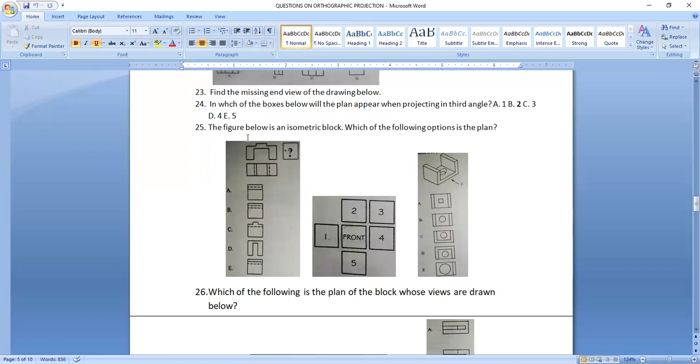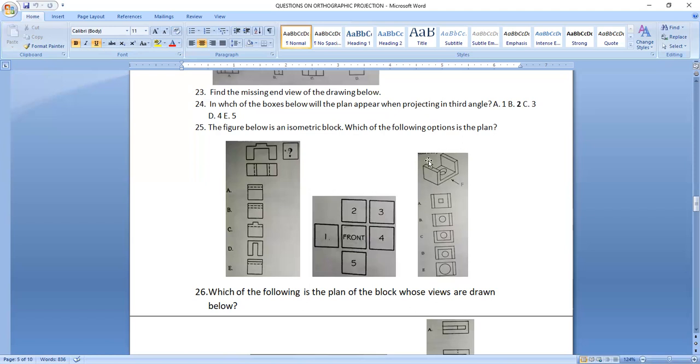Then we move to question 25. It says that the figure below is an isometric block. Which of the following options is the plan? So they're talking about this figure, and they want us to choose the plan out of what we have here. For the plan of this figure, option B is the correct answer.